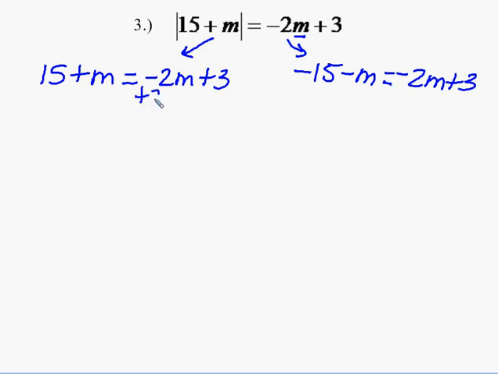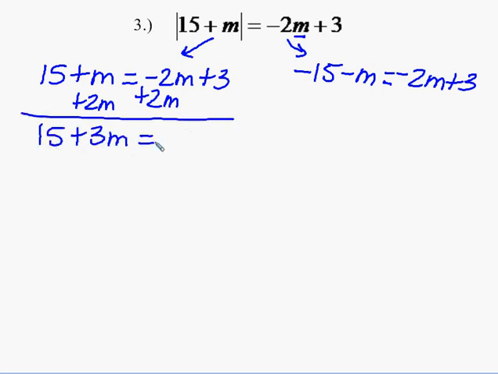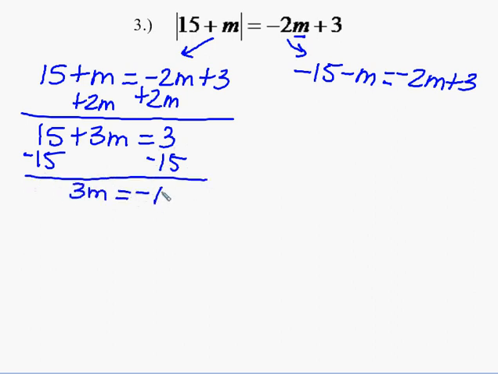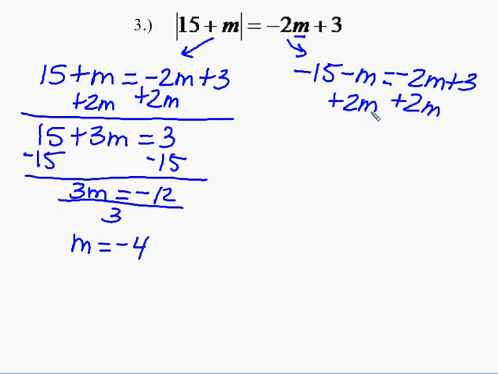So we're going to go ahead and move our 2m over. And then subtract our 15. And then divide by 3. So negative 4 is a possible solution. Go to our second equation, add your 2m. And then add your 15.